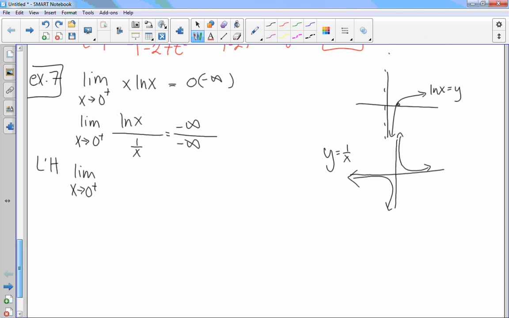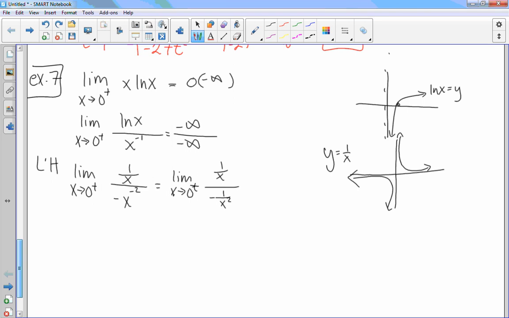Okay, what's the derivative of natural log x? 1 over x. And what's the derivative of, this one's probably easier to think of as x to the negative 1? What's the derivative of x to the negative 1? Negative x to the negative 2, which is the same as the limit. Since I'm not plugging in yet, I have to keep the limit: 1 over x divided by negative 1 over x squared. Okay?